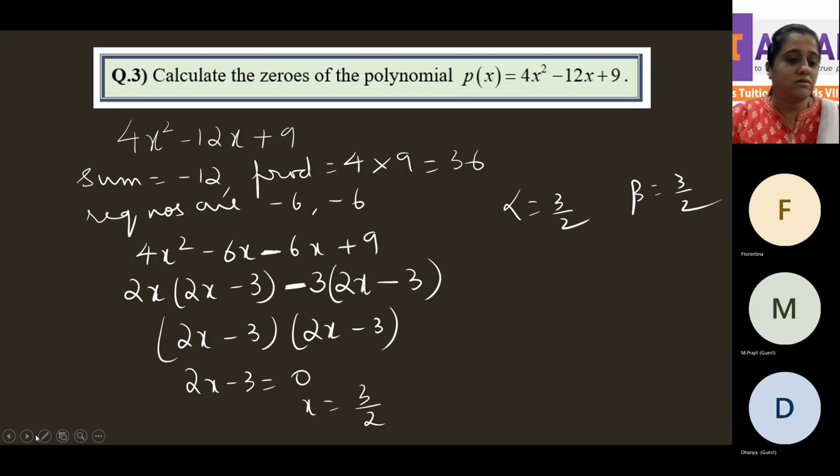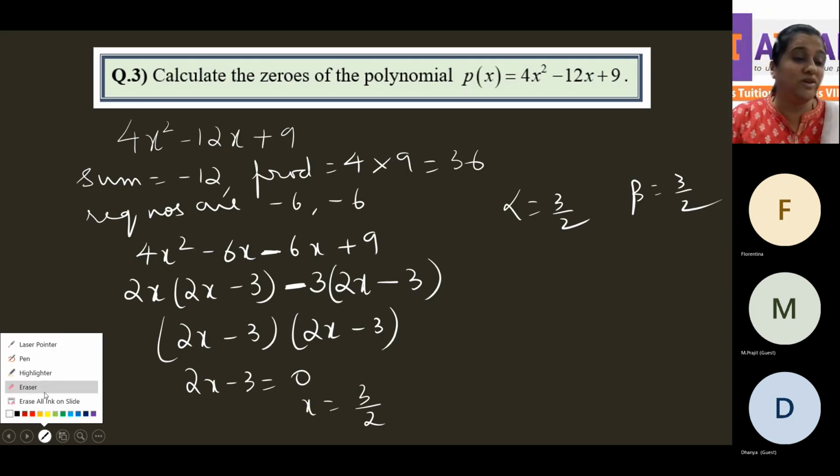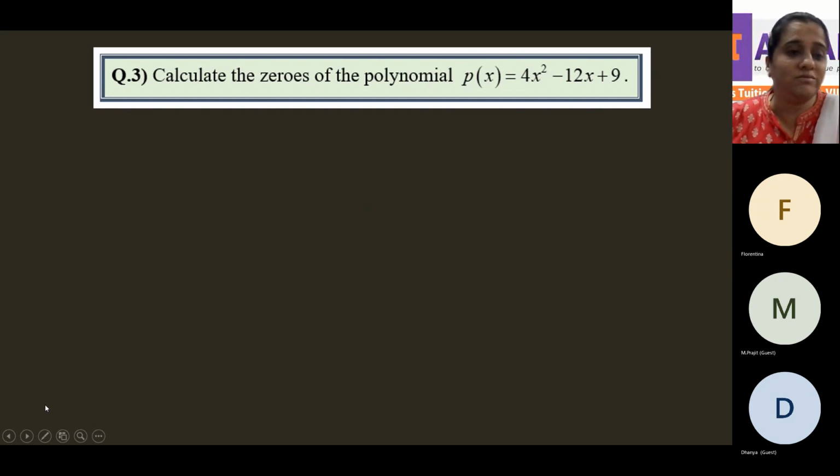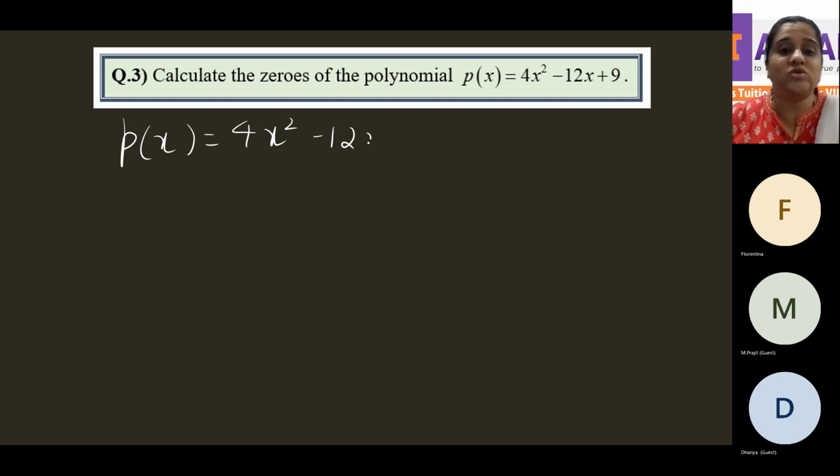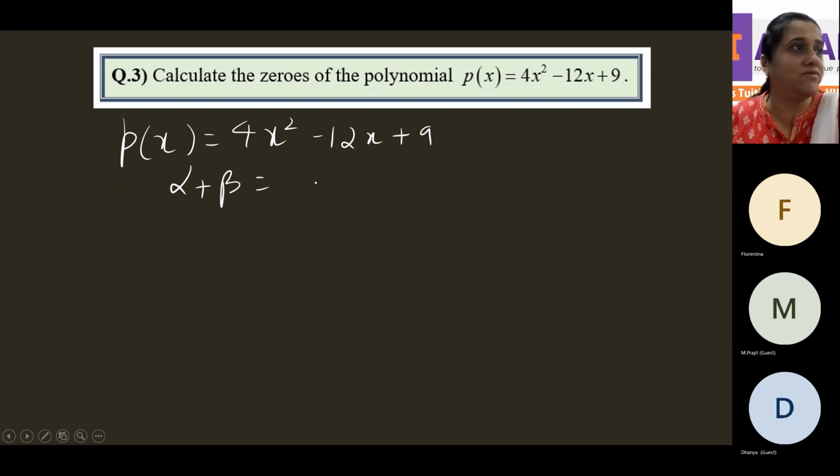All right. Because we're used to writing alpha plus beta, by now we're used to writing this, right? Whenever we see a quadratic polynomial, we're used to writing alpha plus beta is equal to minus b by a and alpha beta is c by a. So what is alpha plus beta here? Let me write the values of a, b, c.